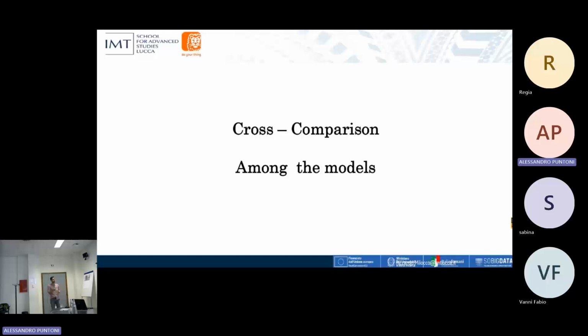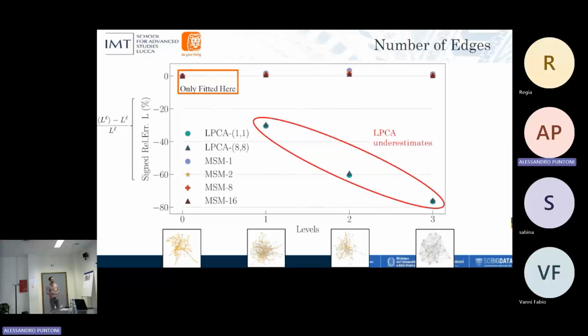Okay, so cross comparison among the models. Here we have on the x-axis levels 0, 1, 2, and 3, so the finest sector-to-sector level, and then coarse grained, and coarse grained again. On the y-axis, we have the signed relative error, which means the expected number of links minus the observed number of links, divided by the observed number of links at each level. We fit at level 0, so here all the models are capable of replicating the total number of links.